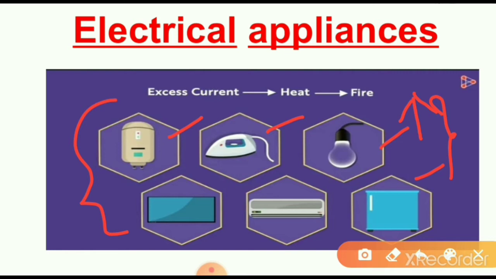So how will the electrical appliances be damaged? If the current exceeds that limit, the components of the device heat up, and eventually it may catch fire. Overheated means it will be damaged. So that is excess current, heat and fire. So how do we prevent this from happening?